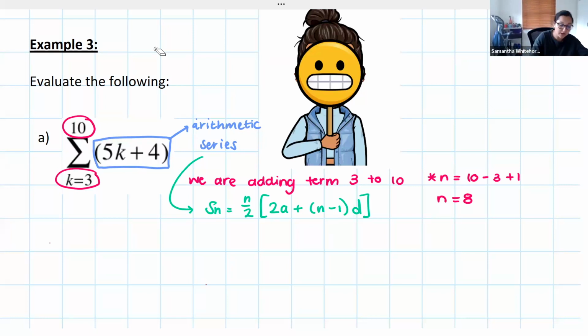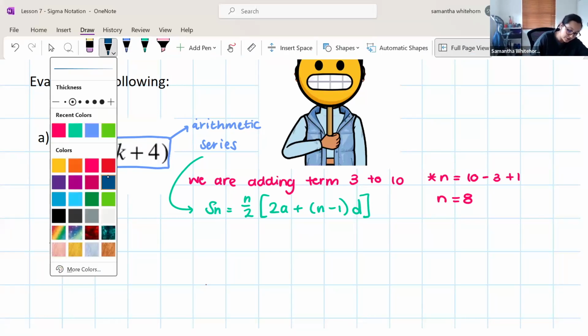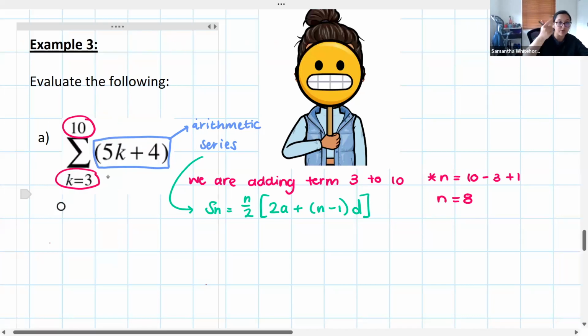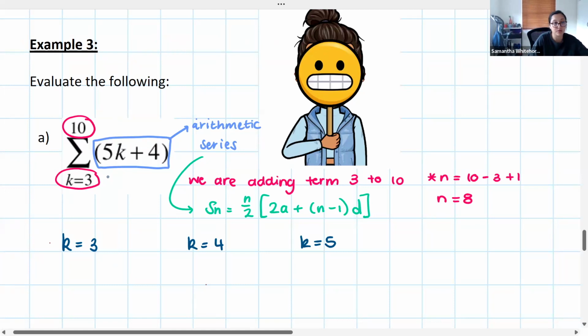We're still going to work out the first 3 terms. What we just now need to be careful of is the fact that my first 3 terms is going to be term 3, term 4, term 5. So I want to substitute in for k equals 3, for k equals 4, and for k equals 5. These are my first 3 terms.